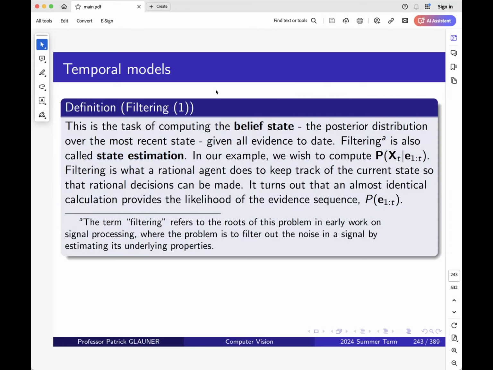And filtering is actually a term that goes back to the early days in signal processing, where the problem was always to filter out the noise in a signal by estimating its underlying properties. And that's why we talk about filtering. You can also, however, just talk about state estimation, because we want to compute the belief state or estimate the belief state. And concretely, in our example, we want to compute what's the distribution of x at time t, given all the evidence from 1 to t.